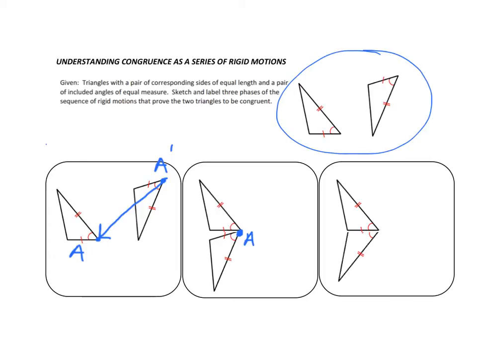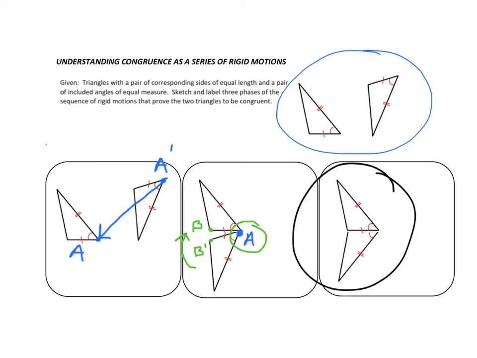Now to make this a little bit easier to explain, I'm going to name some other points. I'm going to call that B prime and its corresponding point on the other triangle B. That will make it easier to describe my next step, which is going to be rotate the bottom triangle about point A such that B prime maps onto B, which would result in this third triangle, or this third set of triangles over here.